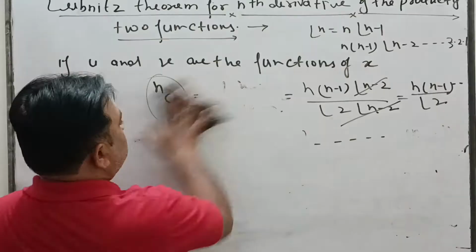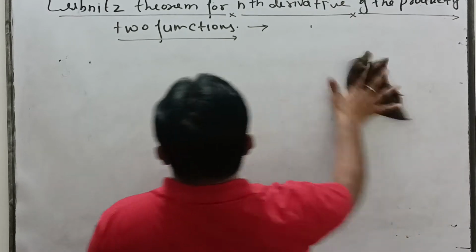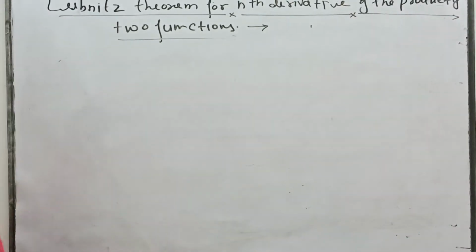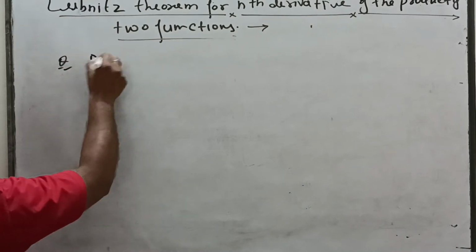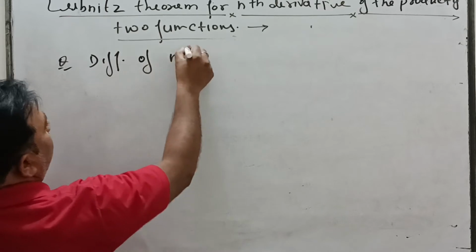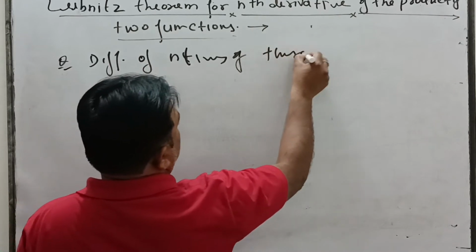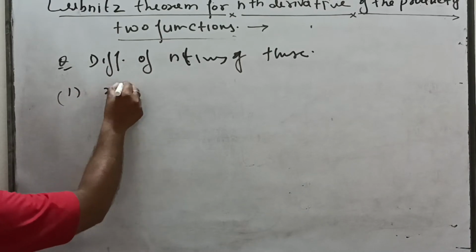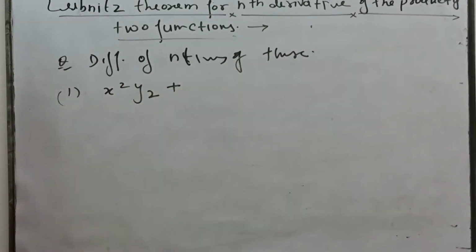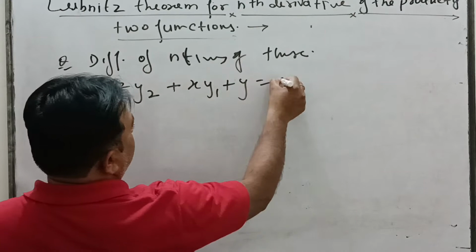Now let us discuss this video. Now we are taking out some questions of this. Differentiate n times the equation: x square y2 plus x y1 plus y equal to 0.